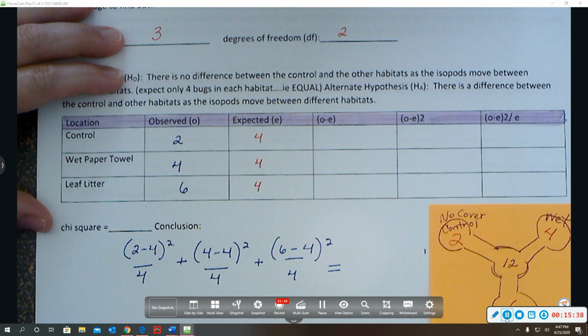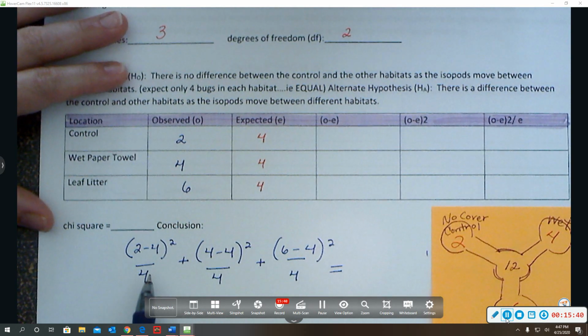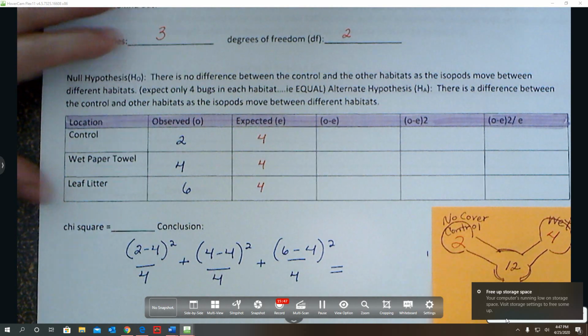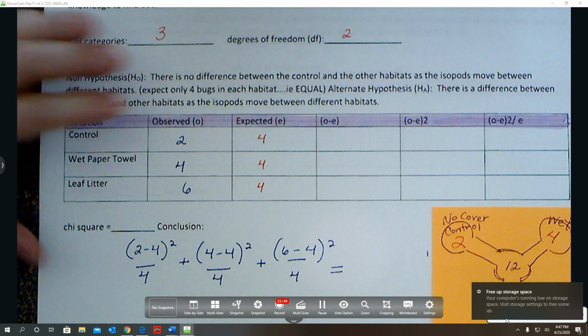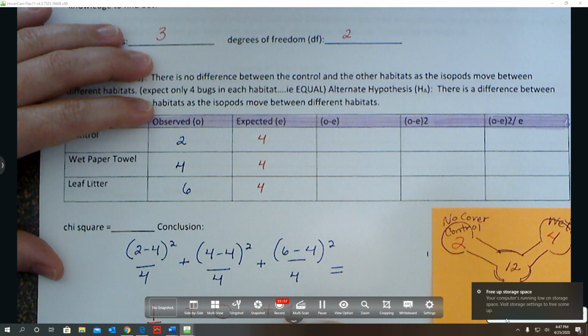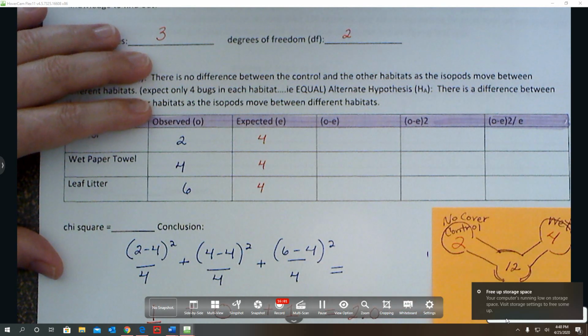So I went ahead and paused the video while I put my math in here. You could use the chart if you like. Sometimes I just like to do it like this by hand. So for this one I would get 1. Don't forget to add each one. Then I would get 0 for that one and 1 here. So my chi-square is actually right at 2.